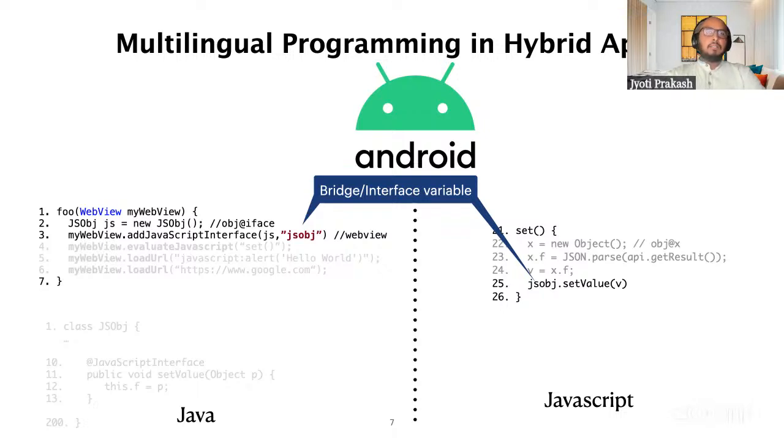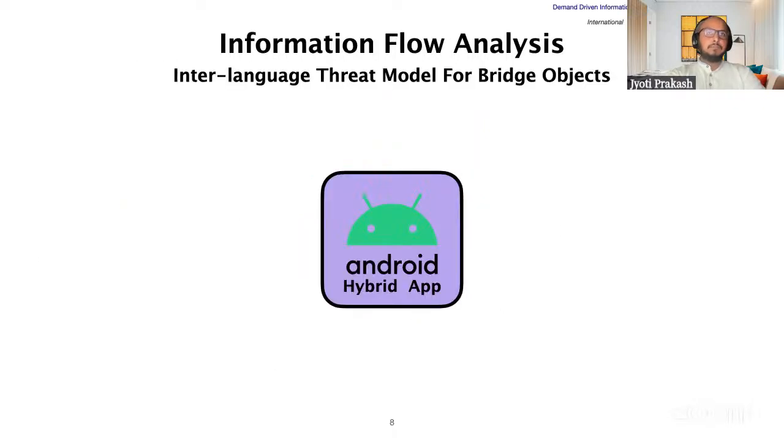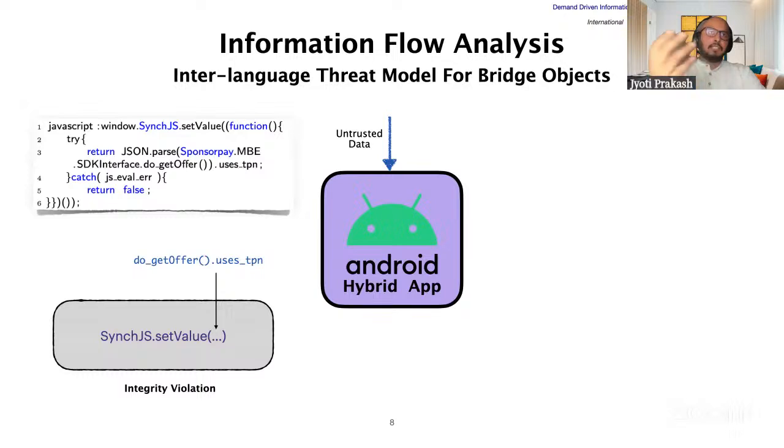So this is how multilingual programming in Android looks. Now, the problem with such an environment is that it increases the attack surface area, and we'll see what problems happen with this. So we have this Android hybrid app, which is our trusted component.